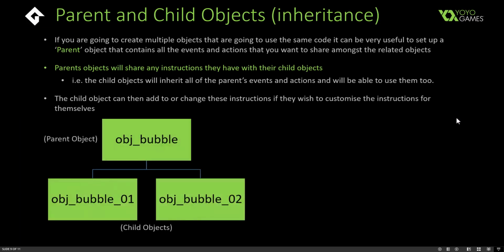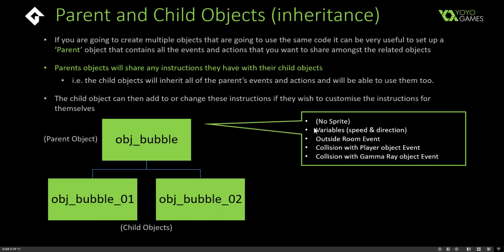So what does that mean for us in terms of our project? Well, we are going to create an OBJ bubble object, which will be the parent object, and we will then create two more bubble objects, bubble 1 and bubble 2, and these will be child objects of the OBJ bubble object. Whatever code we put into this parent object will be shared with these two child objects.